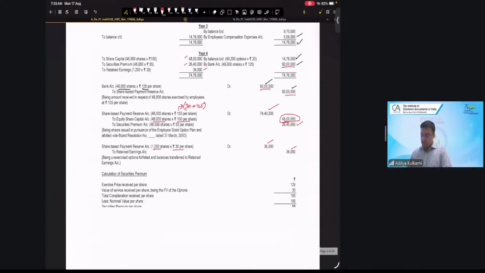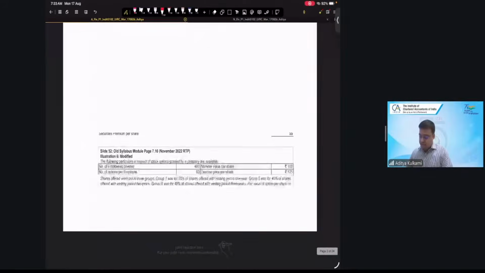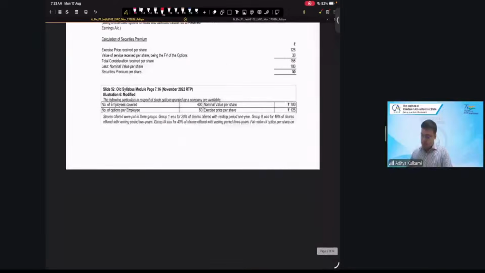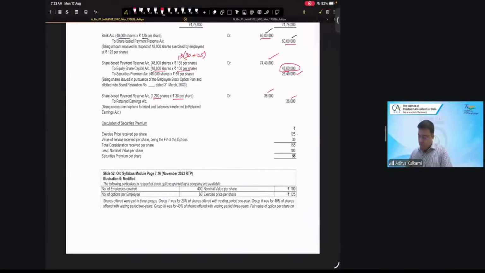Yes. So this is how the securities premium was calculated. Exercise price 125, 30 is value of service, total consideration 155, 100 is nominal value, so 55 becomes your securities premium per share. Are we okay with this? Yes.